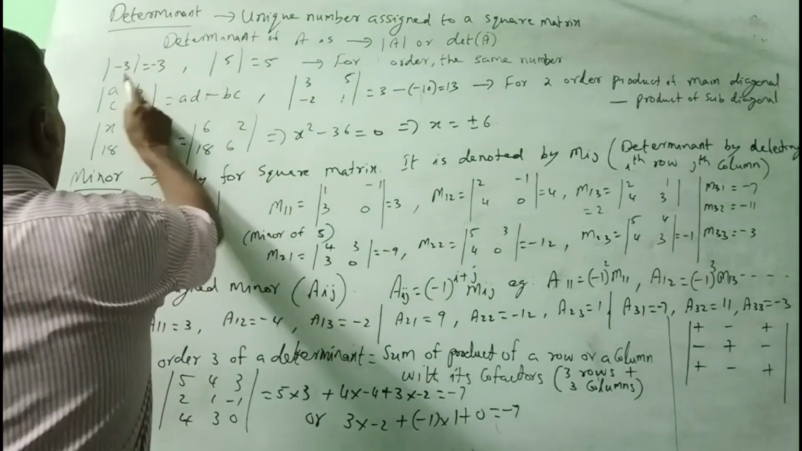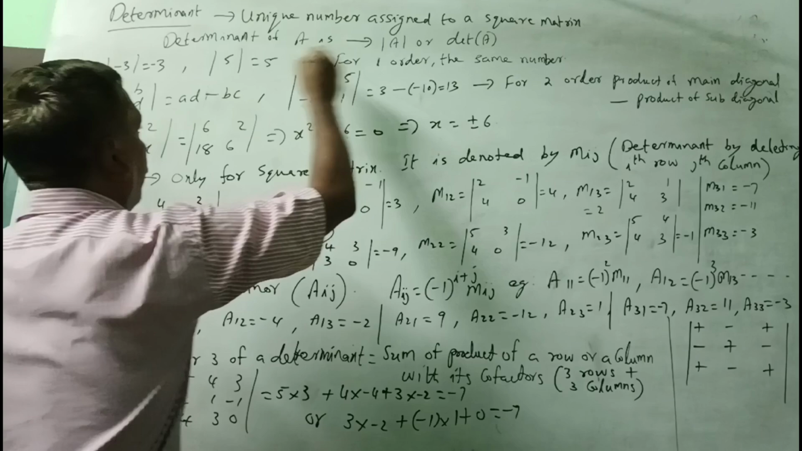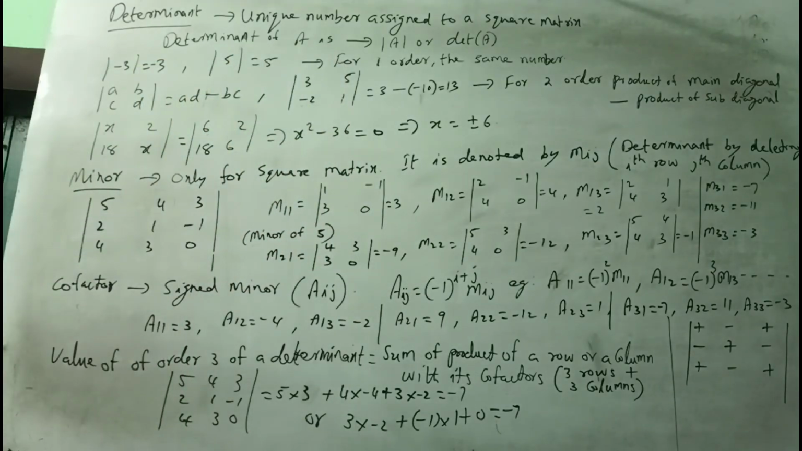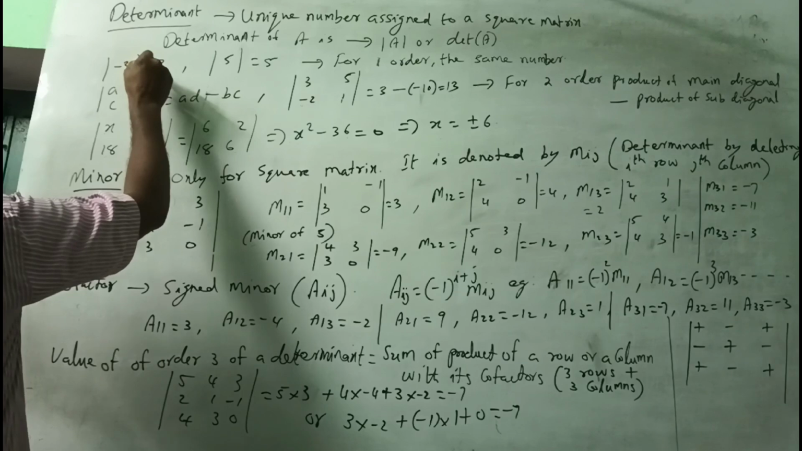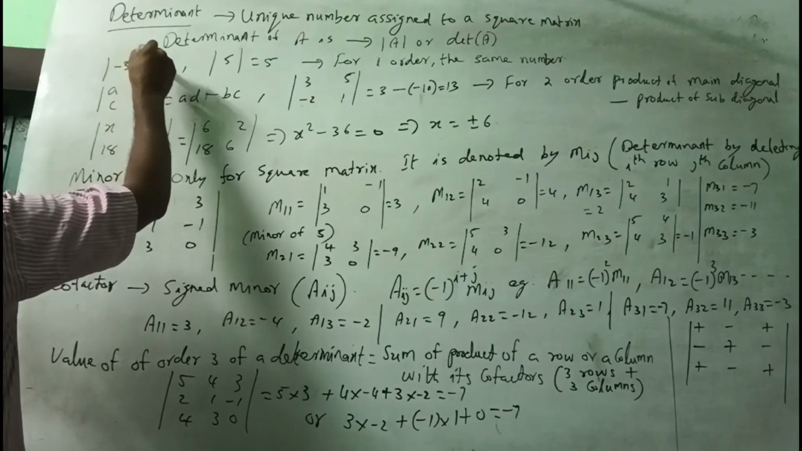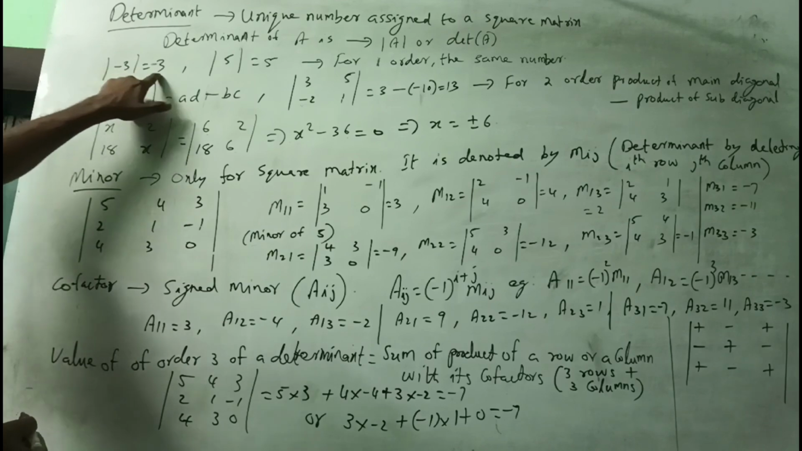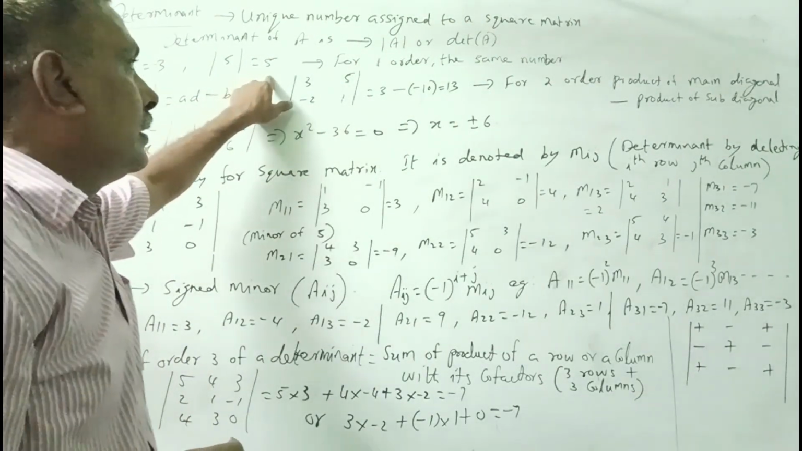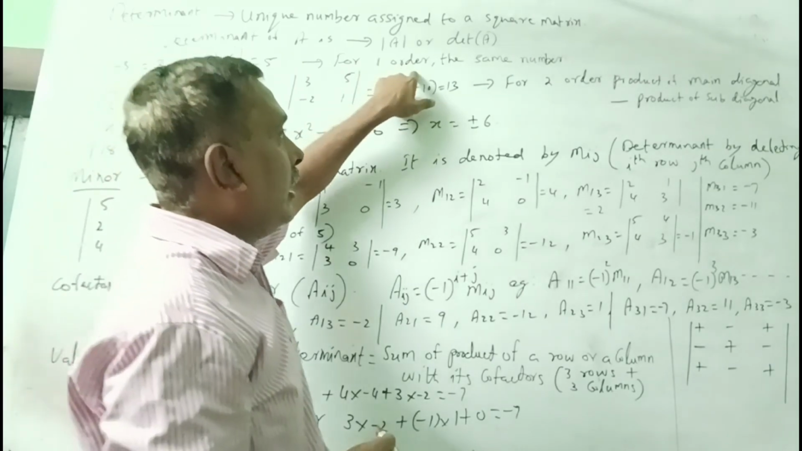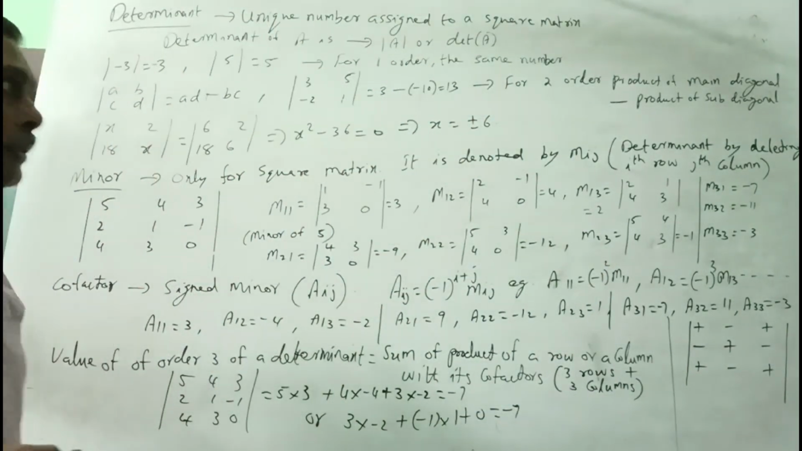Now, for order one, if there is only one element, if a square matrix has only one element, one by one order, then that number itself is the answer. You see, minus 3 determinant is minus 3 itself. It is not modulus, so that number itself is the answer. So 5 itself is the answer. So for order one, that number itself is the value of the determinant.